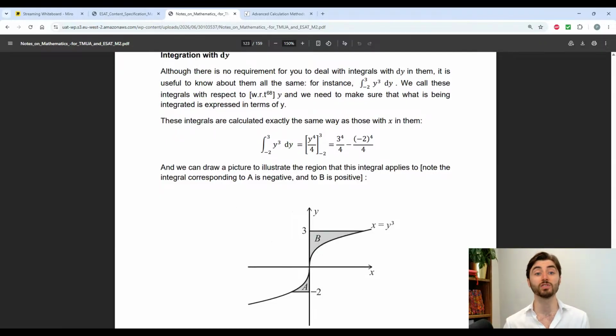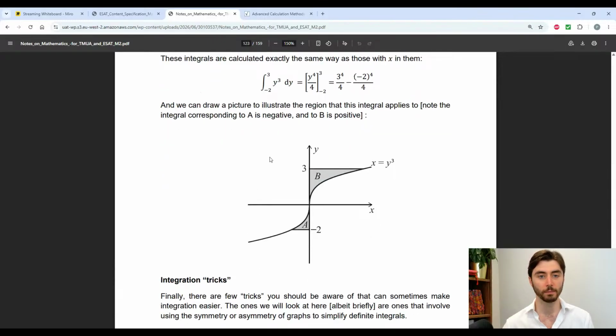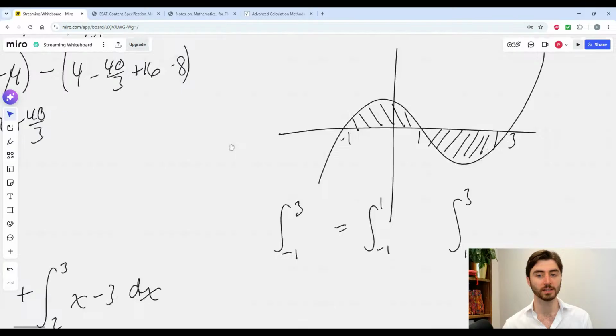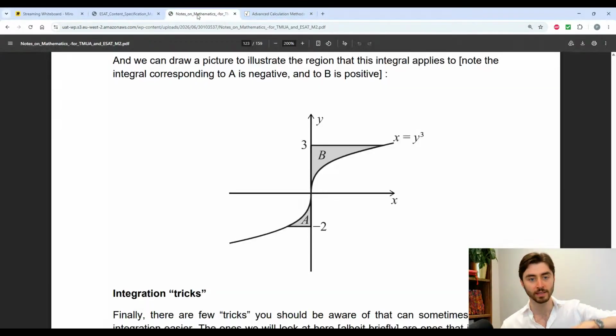So you do need to integrate with the y-axis. Interesting. So here, if you instead want to find the area between the curve and the y-axis, you need to integrate x with respect to y. So before, we were integrating y with respect to x to find the area with the x-axis. Here, we're integrating x with respect to y in order to find out the area with the y-axis. This is extremely rare, and I would very much expect this to be more of a TMUA, less of an ESAT.